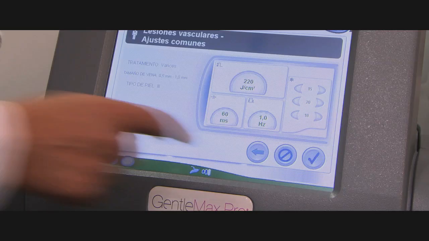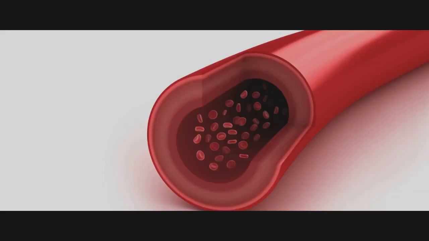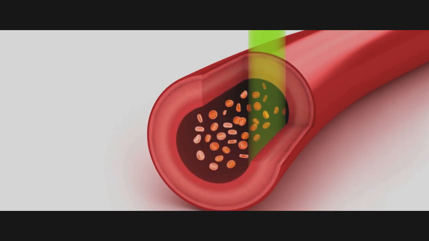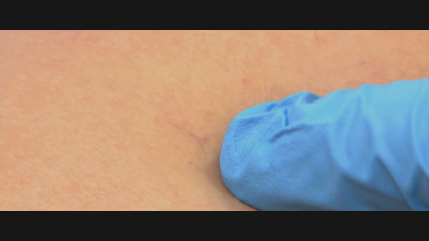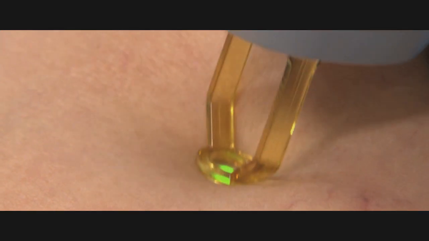Leg veins of up to 3 millimeters can be treated. The principal chromophores are oxyhemoglobin and deoxyhemoglobin in the red blood cells. These chromophores are targeted, resulting in the heating of the red blood cells. The heat subsequently diffuses to the vessel wall, and the vessel wall is damaged and collapses upon itself. The vessel is reabsorbed by the body over the course of the next several weeks to months.